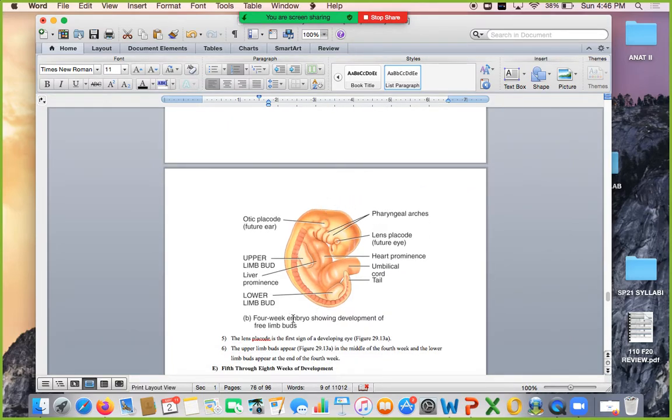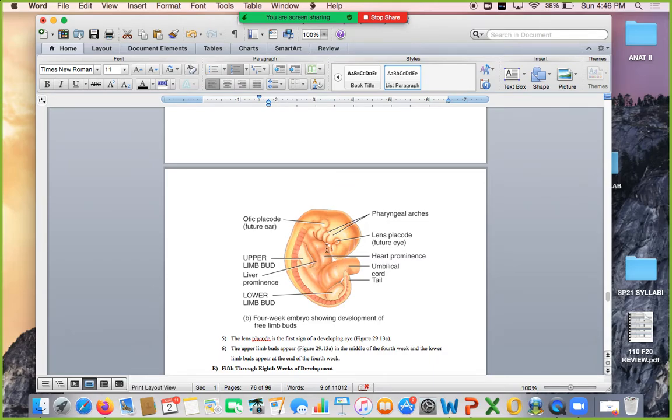And at this point, we're going to have limb buds. This is 4 weeks. We have our otic placode. We have limb buds, but no hand buds, no finger buds. We still have a tail. The tail is going to disappear. So the tail is obviously not going to be something that stays with us until infancy.